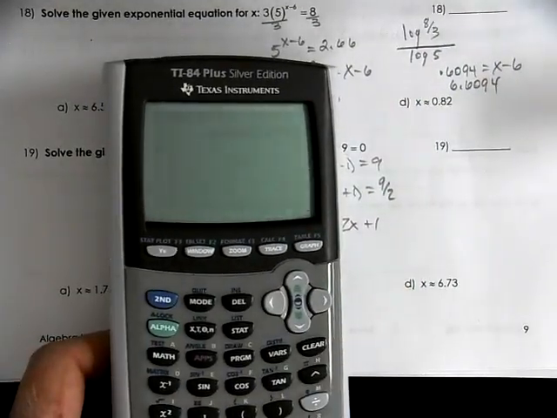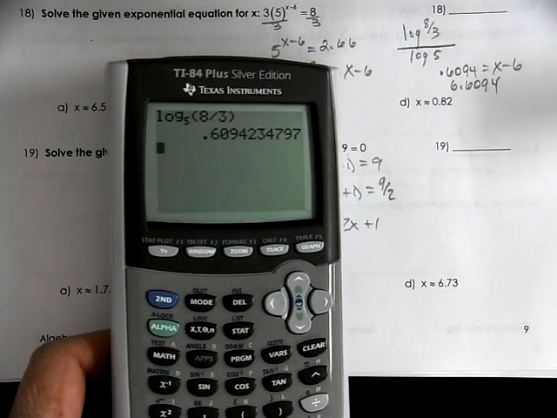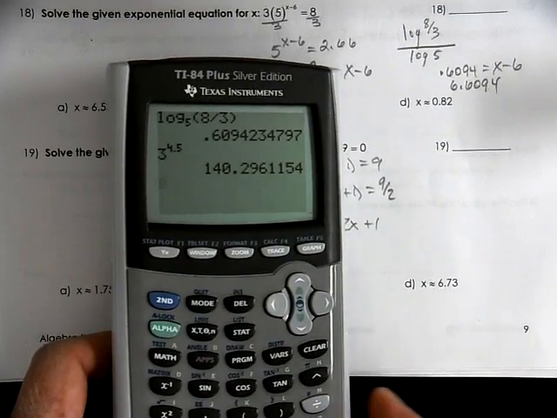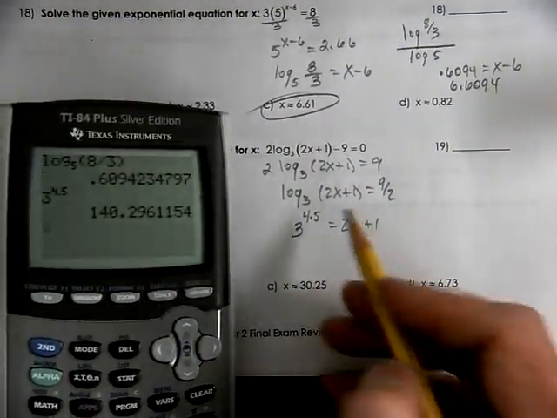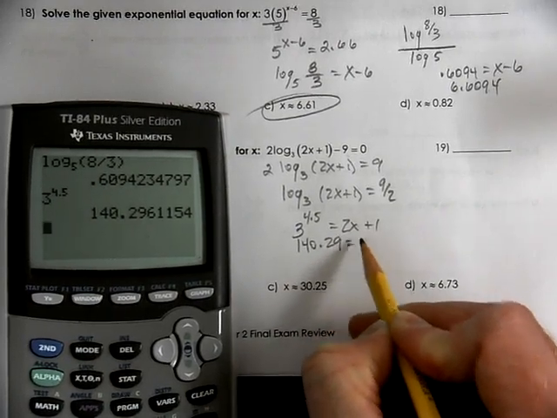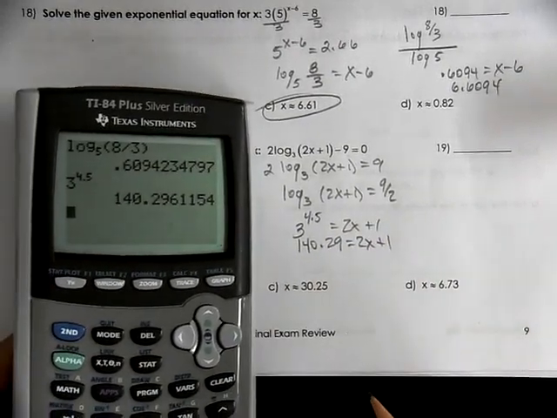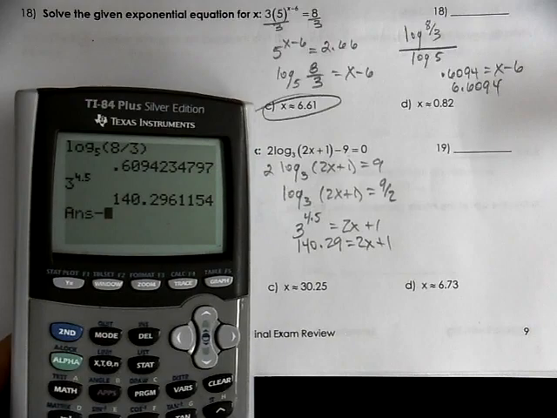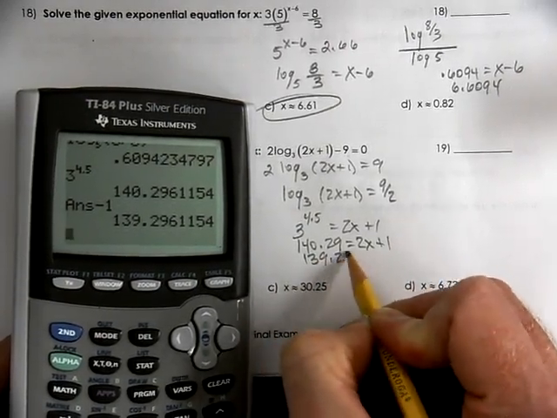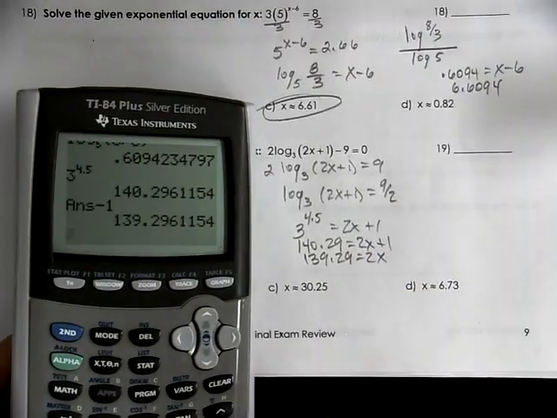So in terms of our decimal, 3 to the 4.5 power. Subtract 1. And divide by 2.